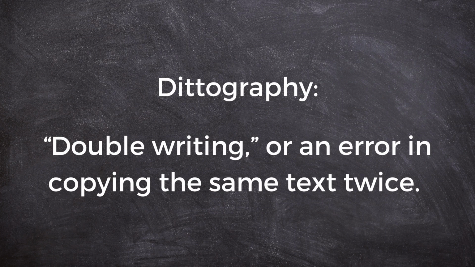Their eyes would fall in a different place, and they thought that they were about to copy that, but they had just copied that section, so they ended up creating a duplication, which is called a dittography or double writing, right?